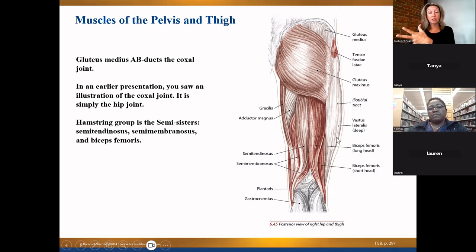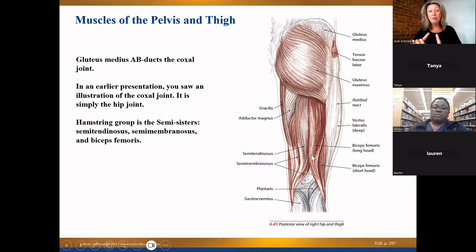And then we've got the hamstrings. We have 3 hamstrings versus 4 quads, right? Quad is for number 4, quadriceps. And so our hamstrings are here. You'll see we've got the semitendinosus, the semimembranosus, and this is the biceps femoris.